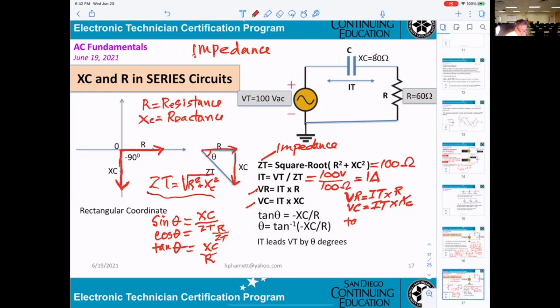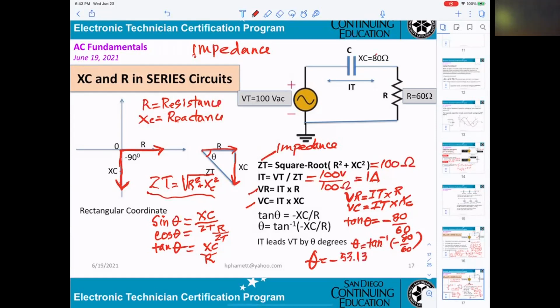That means you get tan theta equals minus XC over R. XC equals what? 80. 1 over 2 pi f C. And R will be 60. Then you want to calculate theta here. You take the tan inverse of minus 80 over 60. Tell me what angle it equals. Minus 53.13 degrees.